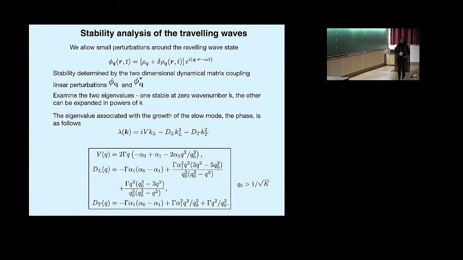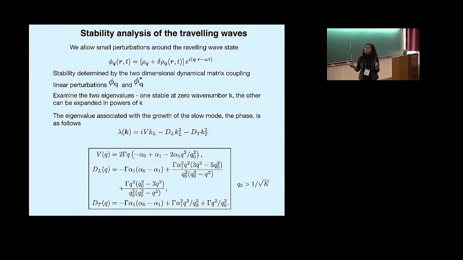Okay, so we can now allow small perturbations around the traveling wave solution, and look at the eigenvalues of the dynamical matrix that couples linear perturbations given by phi q and phi q star in wave number space about the traveling wave solution. And when we do that, we find two eigenvalues, one which describes the relaxation of an amplitude-like quantity, and another which describes the relaxation of a phase-like quantity.